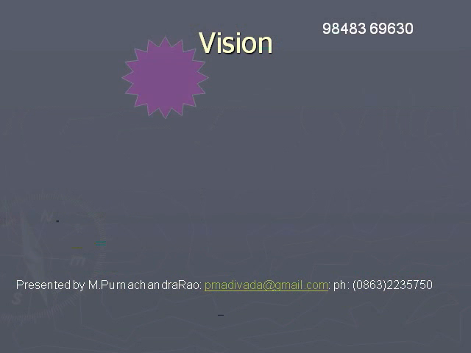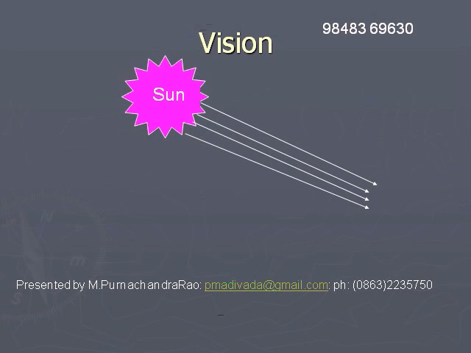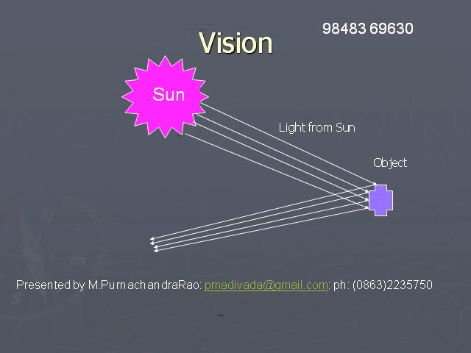How do we see the objects? Let us consider the objects we see during daytime, like a tree. The sunlight falls on the tree and it is scattered by the tree. The scattered light enters the eye, and the sensation of vision is created by the light entering the eye. So, the light is emitted by the source, that is the sun. It is scattered by the object, the scattered light enters the eye, and this light enables us to see the object. This is how we observe the objects.